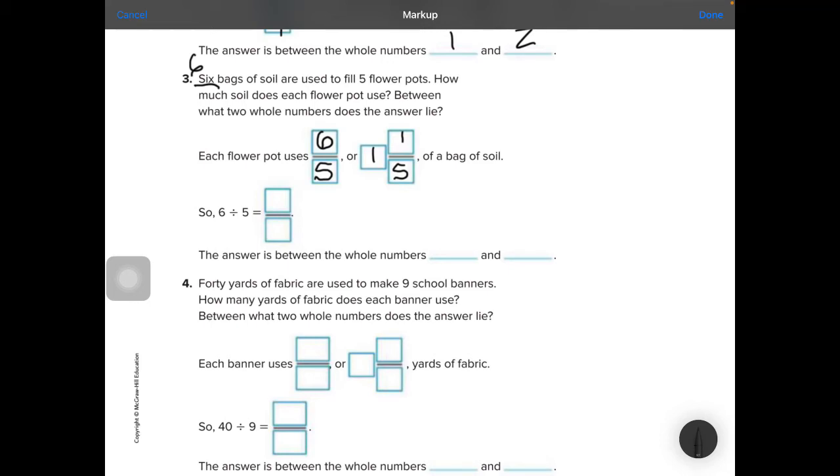So 6 divided by 5 is 6/5. Here's our answer, and if we're to draw it on the number line, 0, 1, 2. There's 5 little sections. So we would draw our beginning part here. It gets 1 bag and 1/5. So it lies between the 1 and the 2.